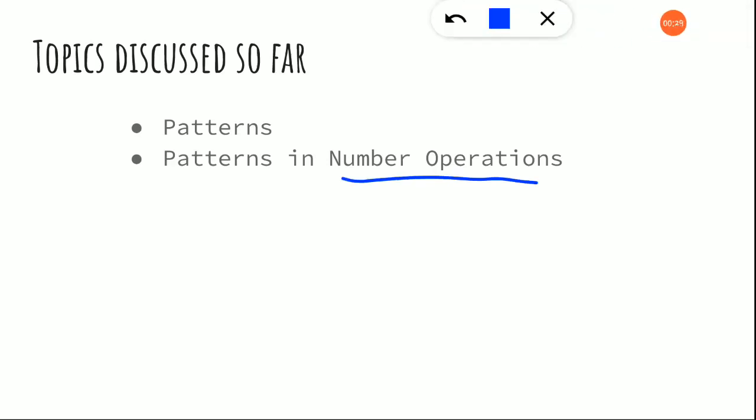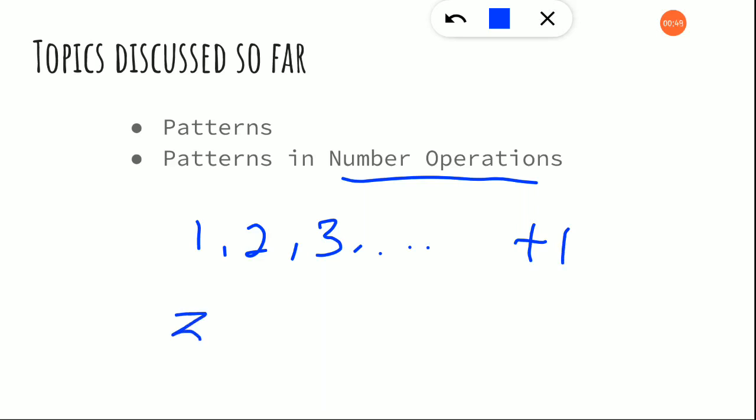What is a number operation? That means a set of numbers were given and we were asked to find out the pattern for this set of numbers. What is the pattern for this 1, 2, 3 and so on? Each number is added with 1. Okay, that is the pattern. So the pattern for this given sequence is plus 1.